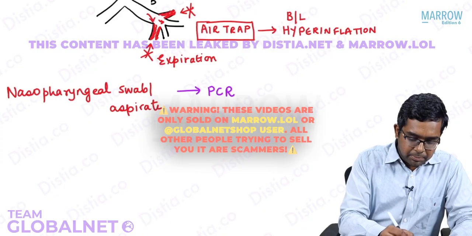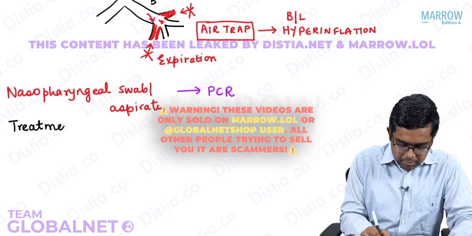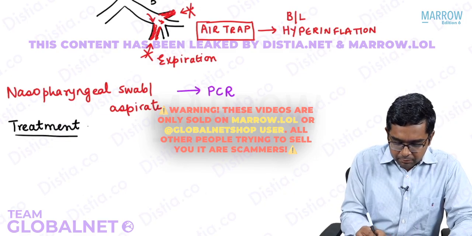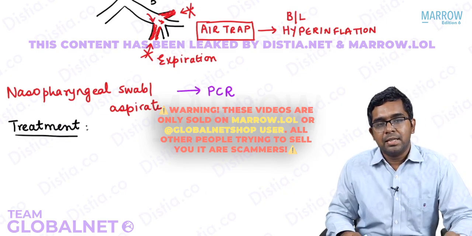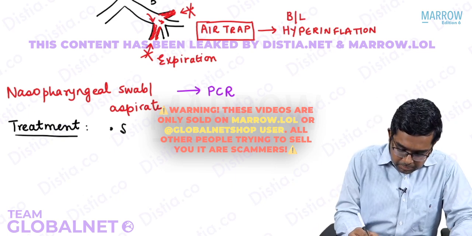Okay, right. Now coming to the treatment or management of acute bronchiolitis. Remember, it is a viral infection. So usually it is a self-limiting condition. So what is required is only supportive management.